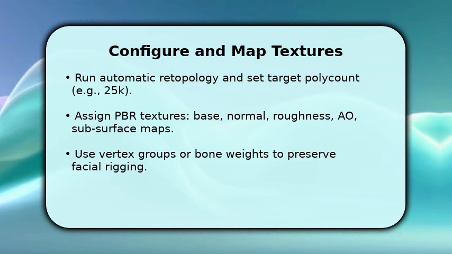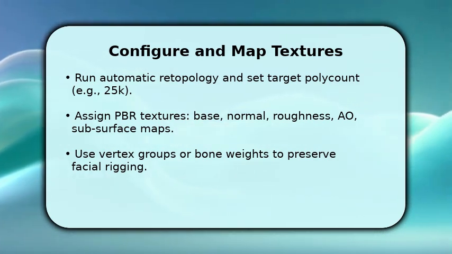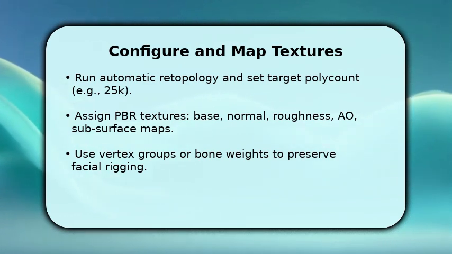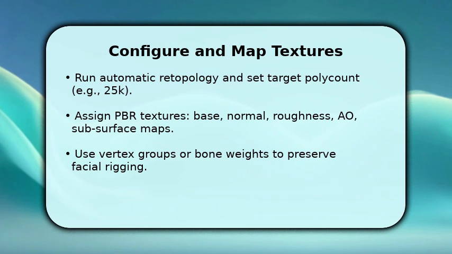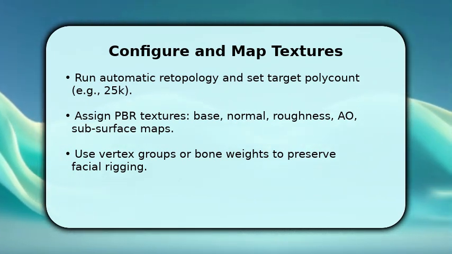Then map PBR textures: base color, normal, roughness, AO, and any subsurface maps, making sure UV islands remain consistent. Once textures are assigned, transfer or rebind facial vertex groups and bone weights so animations stay intact. If weight transfer shows issues, run the weight blend tool and smooth the transition.